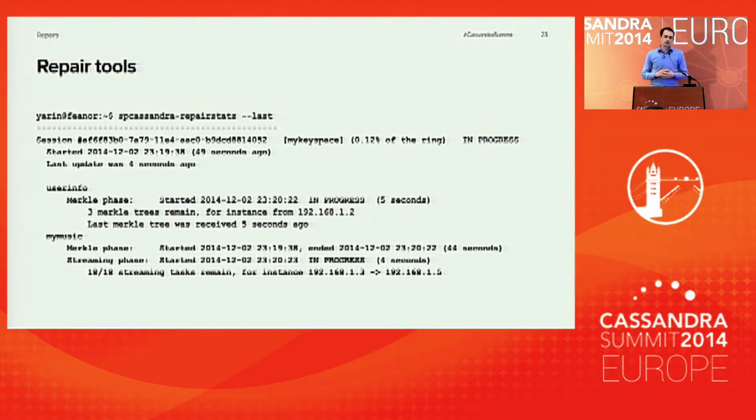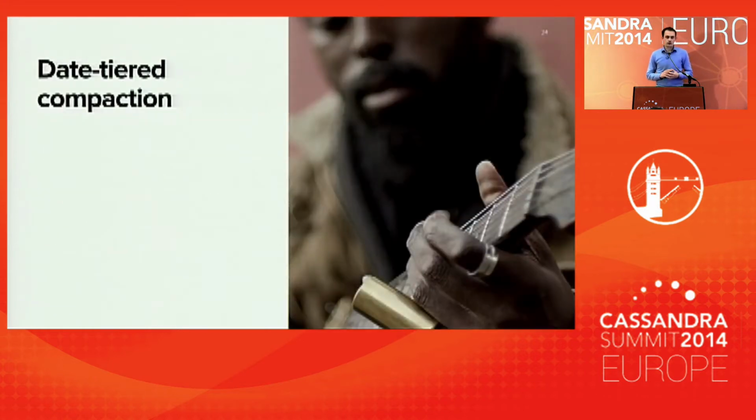Another thing, we also created a lot of tools to check what's going on with repairs. One of the nicer, useful ones is SP Cassandra Repair Stats, which essentially scans the Cassandra log file and groups all the information about the ongoing and historical repairs. So you can easily see what's going on, how long things take, whether there are streams hanging, how long each phase is taking, and so on. There will be links to these two later on. And that's about repair. So I would like to round this off by talking a bit about date tiered compaction.